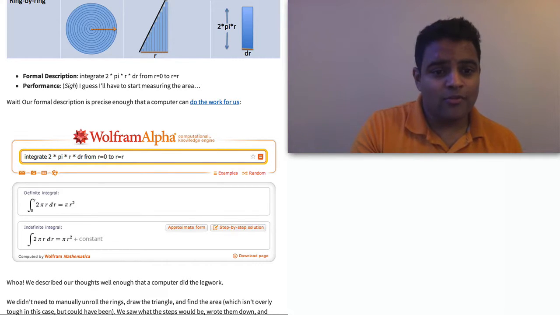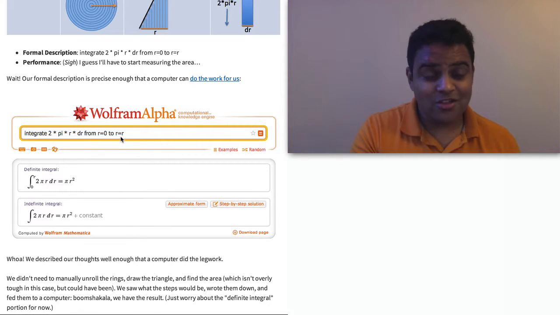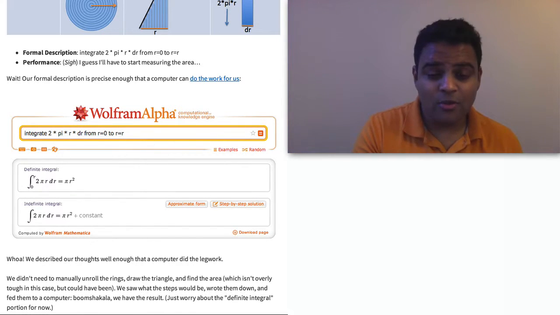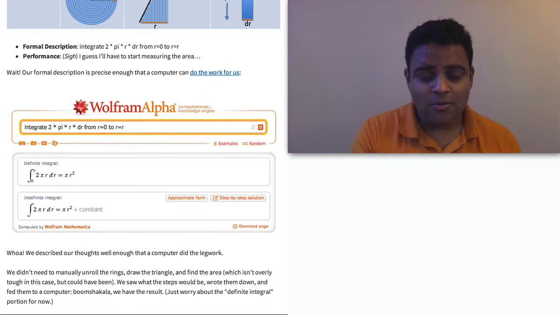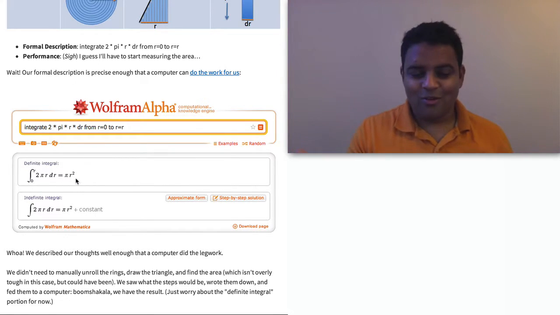So if you go to wolframalpha.com, you can type in your question. One example here is integrate 2 pi r times dr from r equals 0 to r equals r. That's the formal description that we had before, but it can take that description and work it out. And if you look at it, the definite integral here, don't worry about the indefinite one, the definite integral is pi r squared. So whoa, this is pretty cool.